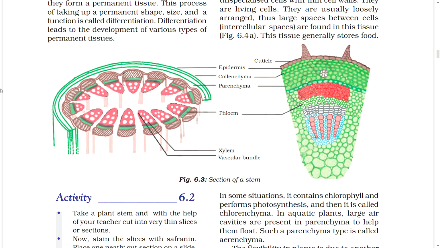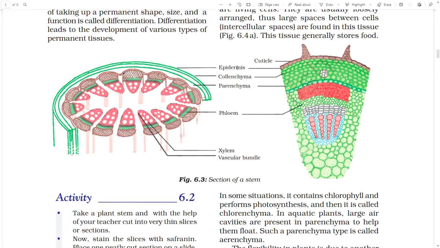Figure: section of a stem, cuticle, epidermis, collenchyma, parenchyma, phloem, xylem, vascular bundle.